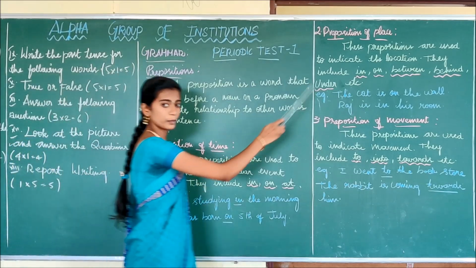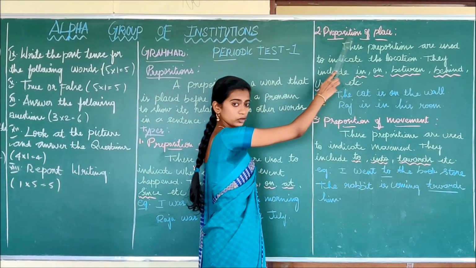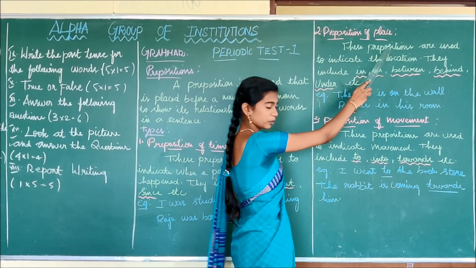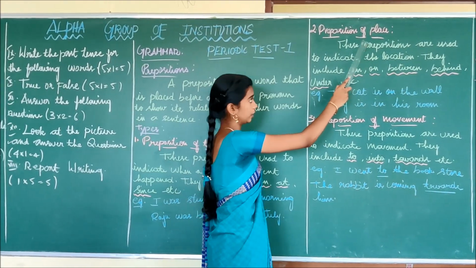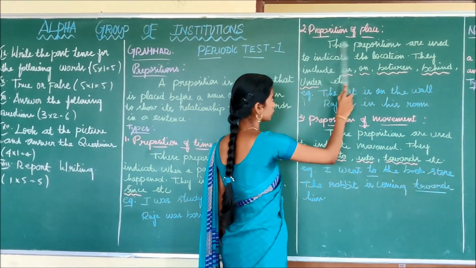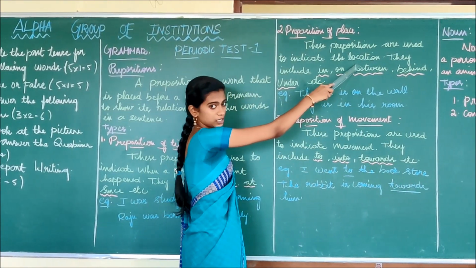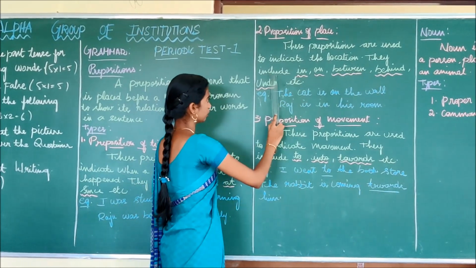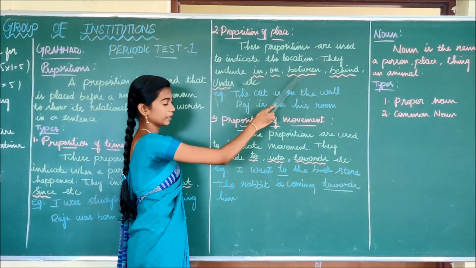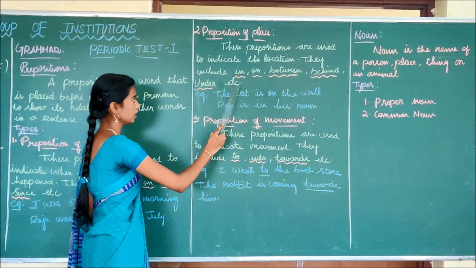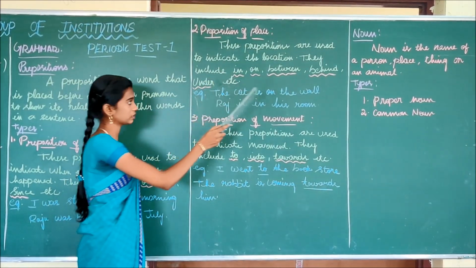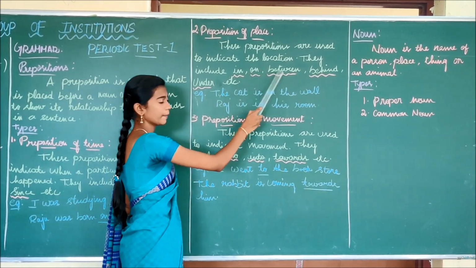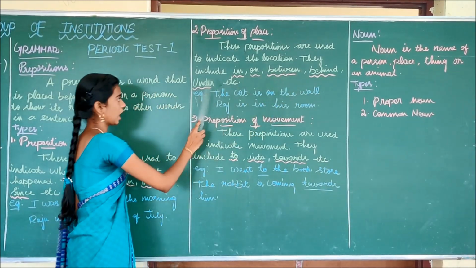So next, preposition of place. These prepositions are used to indicate the location. Location means a place. They include in, on, between, behind, under, etc. So this preposition of place includes words such as in, on, between, behind, under, etc.